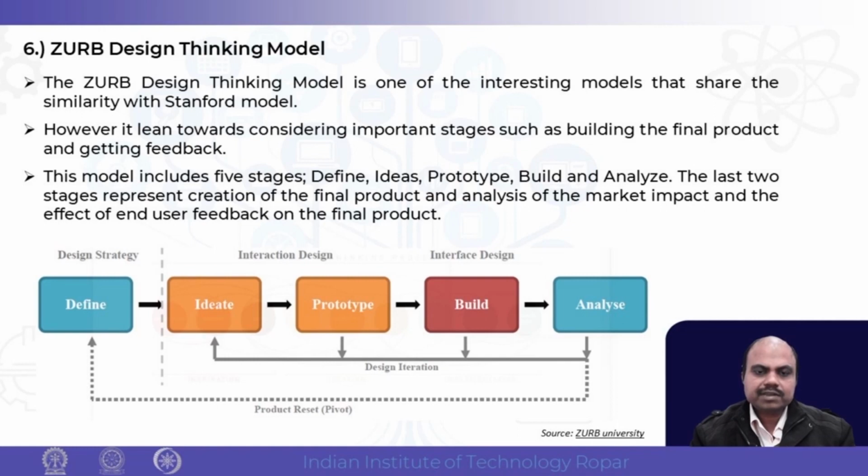This model includes 5 stages: define, ideate, prototype, build, and analyze. The last 2 stages represent the creation of the final product and analyzing the market impact and the effect of end user feedback on the final design progress. So first is define, next is ideate, third one is prototype, fourth one is build, and last one is analyze.